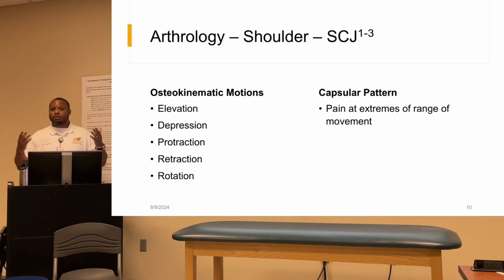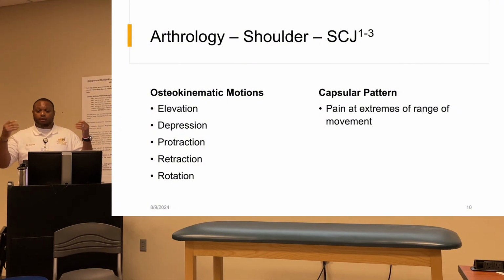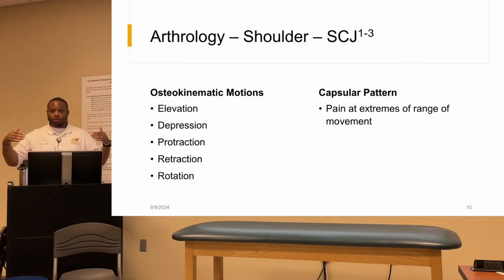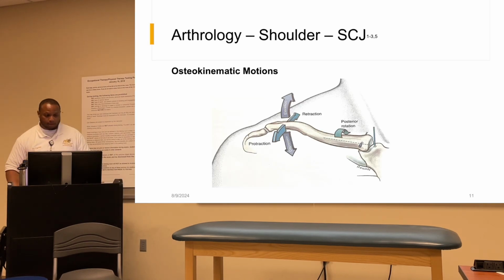A superior cephalic movement, okay? So movement towards the head. Then you have your depression, which is an inferior caudal movement towards the tail, okay? So again, our osteokinematic motions, you can see posterior rotation, you see retraction, depression, elevation, and also protraction.